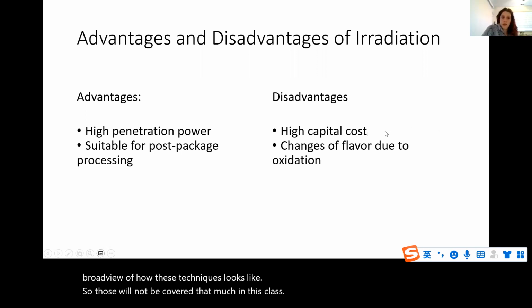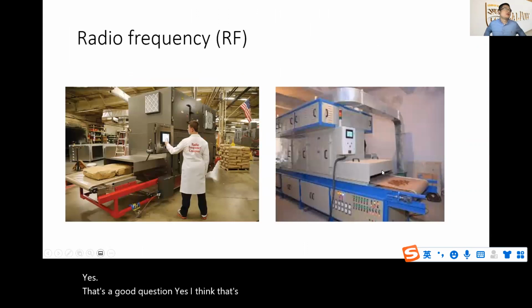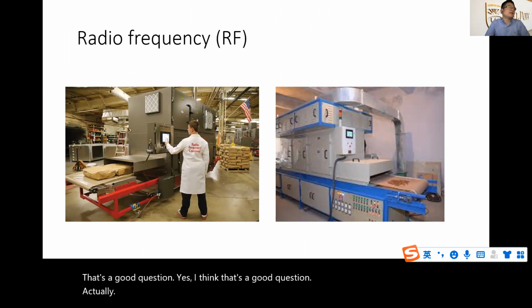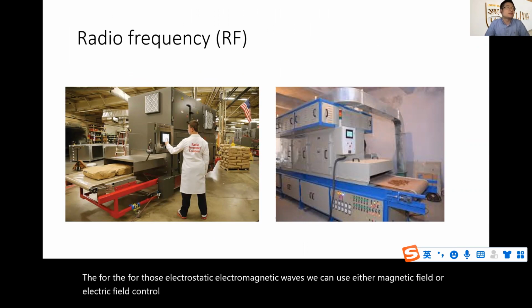You had said for the longer wavelength processes that could be a continuous process. Does that not cause issues with the waves coming out of the machine if it's open to let the product go through? Yes, I think that's a good question. I didn't look into how they contain the wavelengths, but for those electromagnetic waves, we can use either a magnetic field or an electric field to control their pathways. But that's a good point. How do they contain it within the equipment?